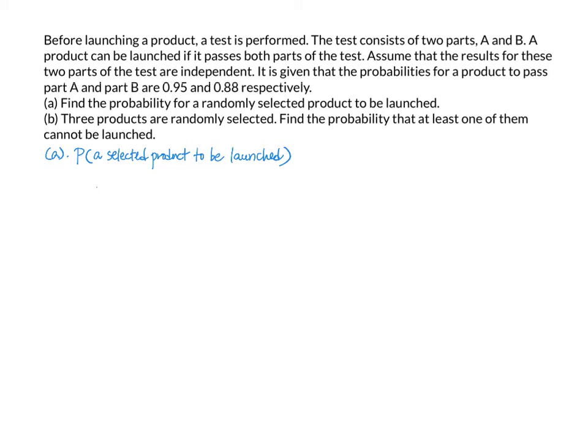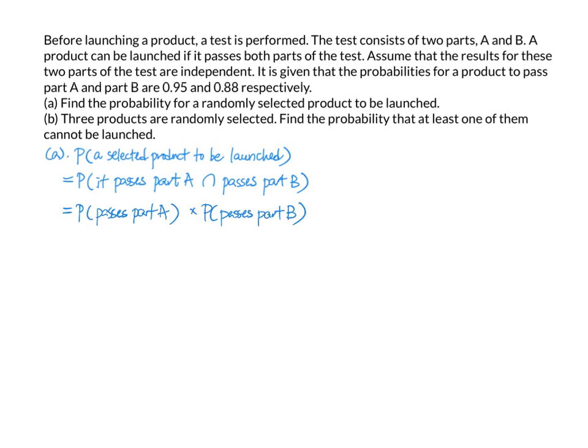So for it to be launched, meaning what? Meaning that it has to pass both tests, right? And it's an intersection, right? So the key part is to be able to recognize it's an intersection. It passes both A and B, and because they are independent of each other, then we can make use of the formula that it equals the product of the individual probabilities. Remember, if they're not independent, then you cannot do that, right? And that equals 0.836.